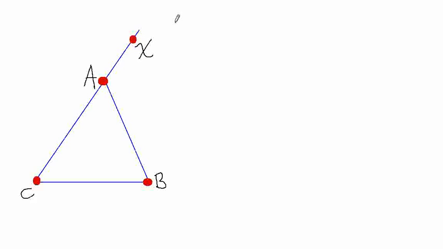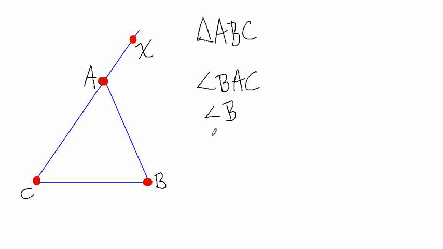Okay, so the angles of the triangle, I'm referring, of course, to triangle ABC. The angles of the triangle, angles BAC, angle B, and angle C. I can't say angle A because that's ambiguous, so that's why I called it angle BAC. Those three angles are referred to as the interior angles of the triangle.